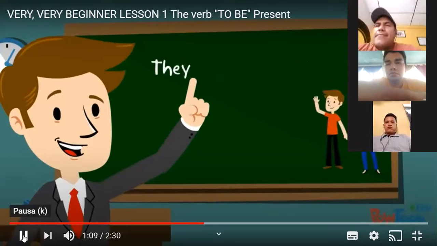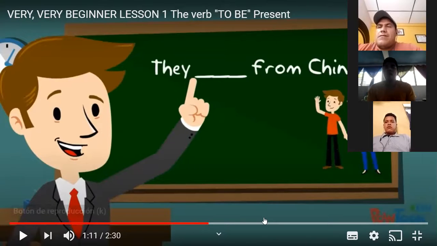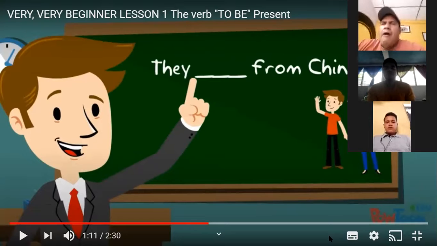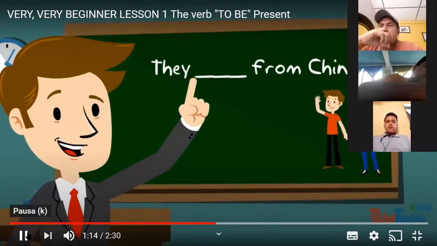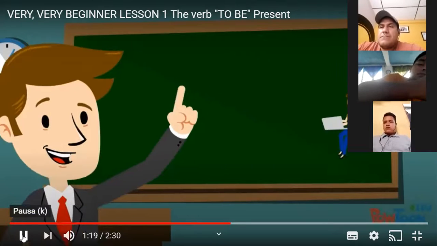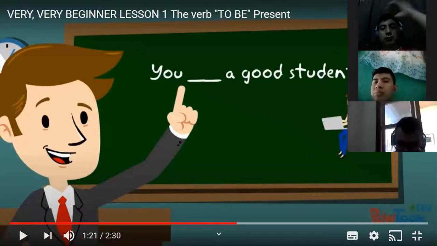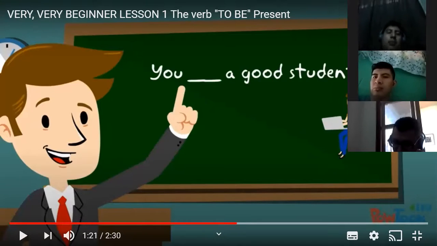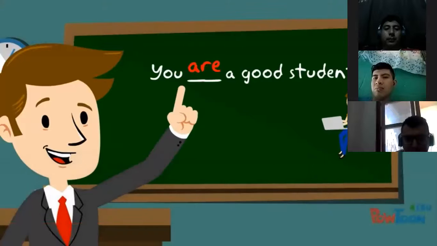They from China. Hector Lima, what is the correct form of the verb? They are from China, yes. Okay. You a good student. Luis Quintanilla, what is the correct form of the verb to be? You are a good student. Okay.